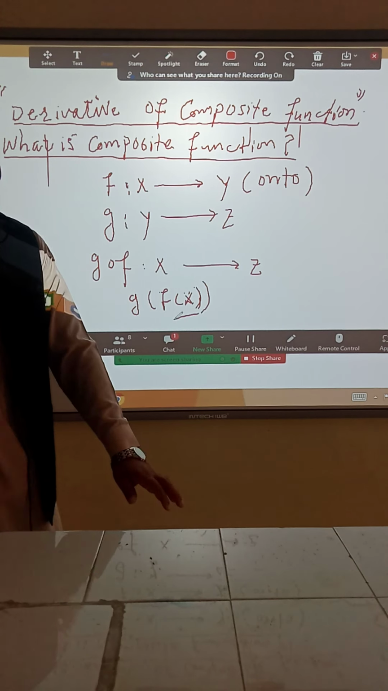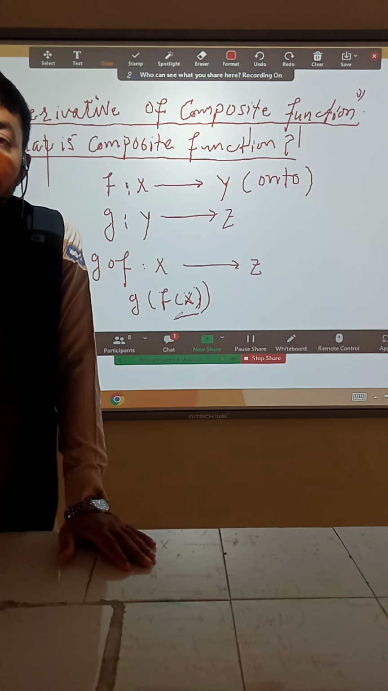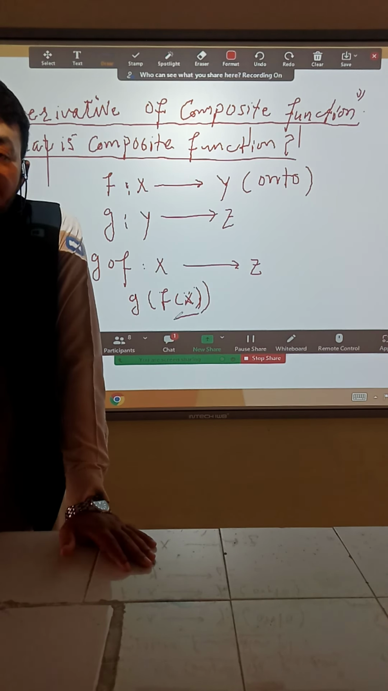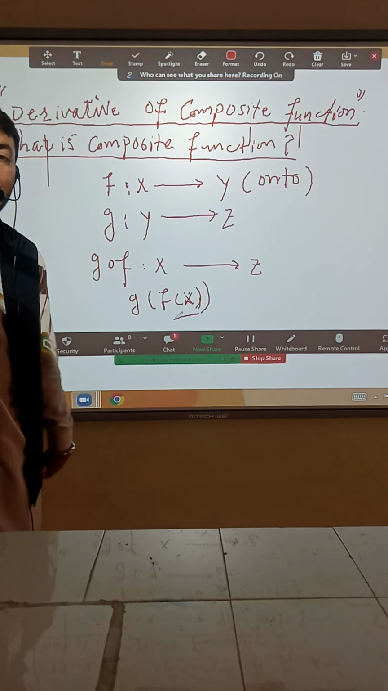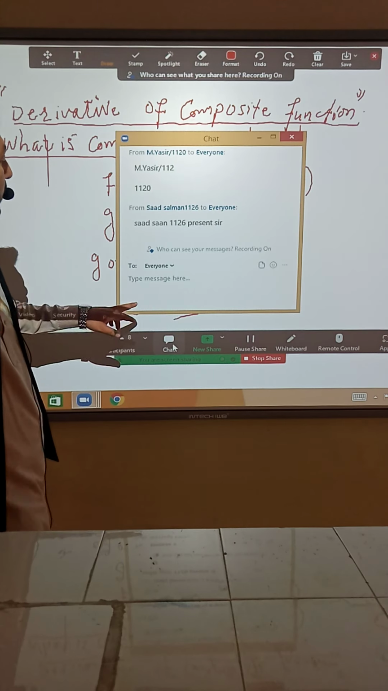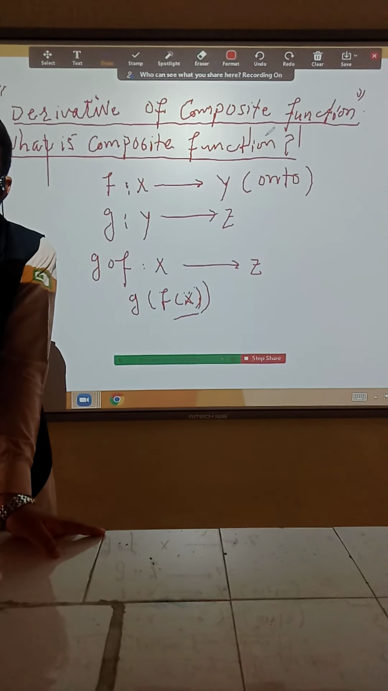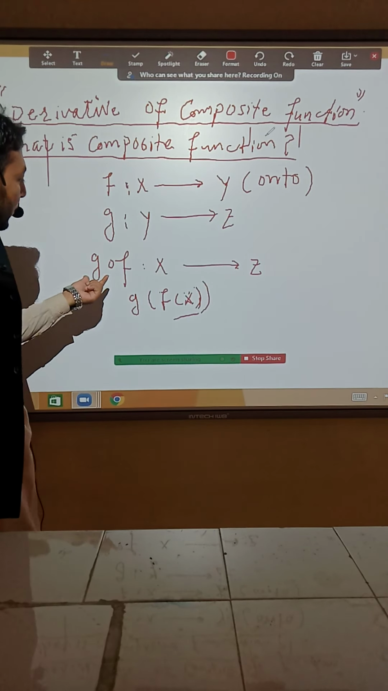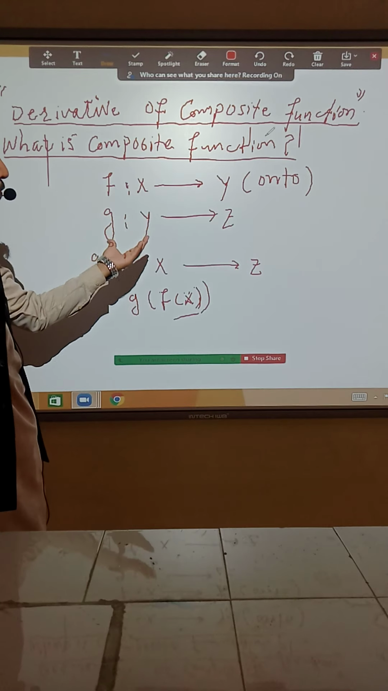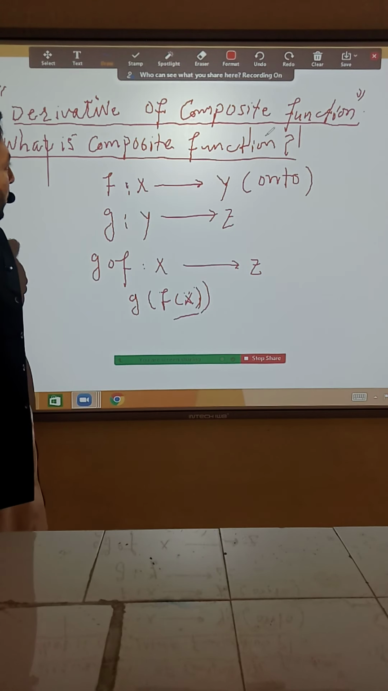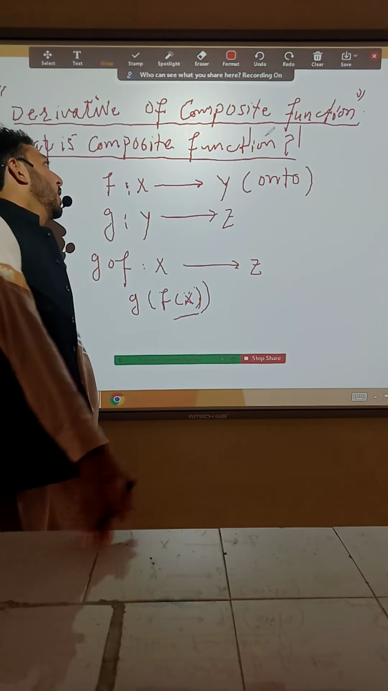Whenever there is another function in the domain of one function, then that function is called a composite function. That is the definition that we discussed in chapter number 1. So that is a composite function.